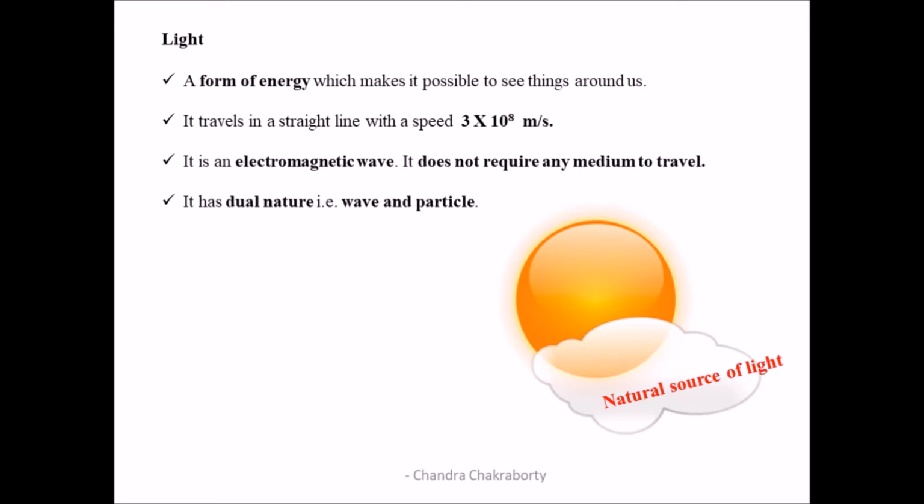Here I have given an image of the sun. Why? Because the sun is the natural source of light. During daytime, when we go out, we can see different things around us. Why? Because there is a natural source of light called the sun.